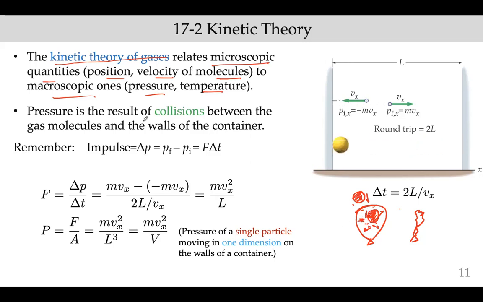So basically the pressure is the result of collisions between the gas molecules and the walls of the container. Now, if you remember from physics 1, we talked about impulse, which is the amount of momentum that's transferred from the particle to the wall, and then the wall transfers the momentum back, so the particle bounces back. So when a collision happens, two objects transfer momentum between each other.